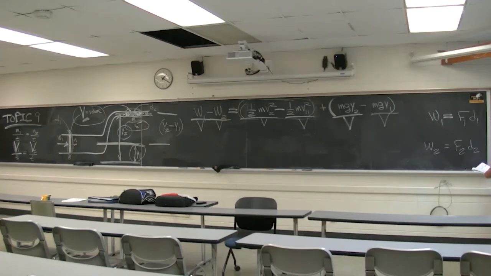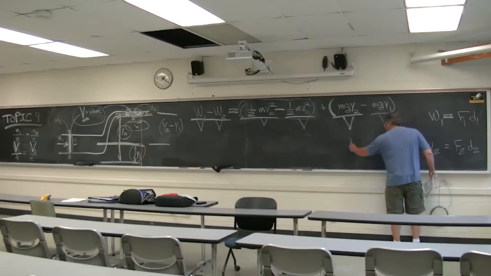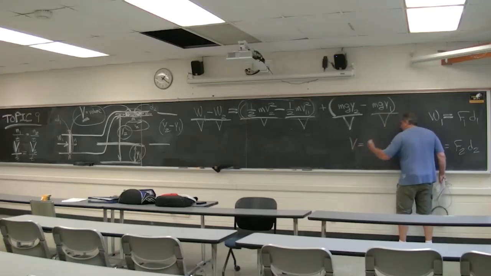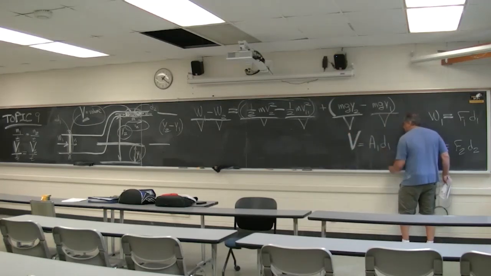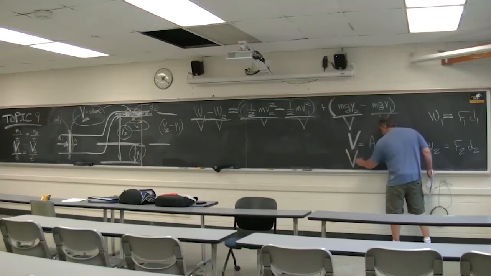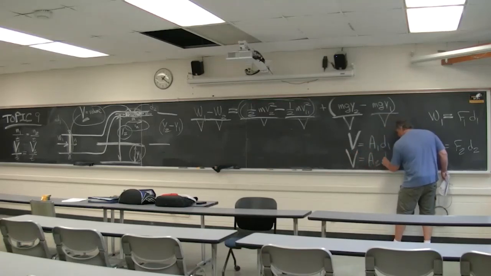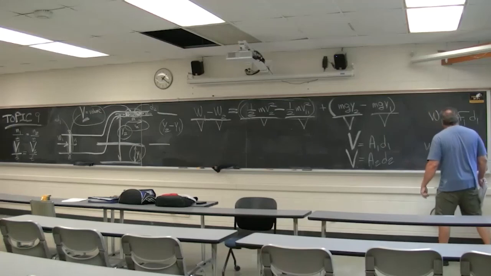Remember that the volume is A1 D1 or A1 L1. I'm using D right now because I use D in the notes. I'm trying to stay consistent with the notes. The volume is A times L, or A times D. It's the same volume for the other one. It's A2 D2.